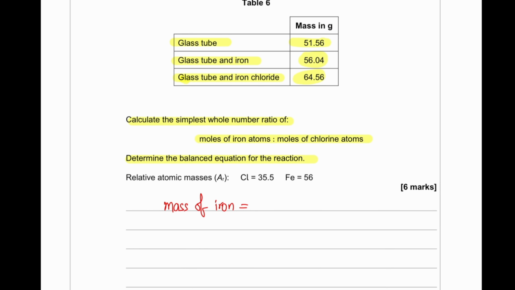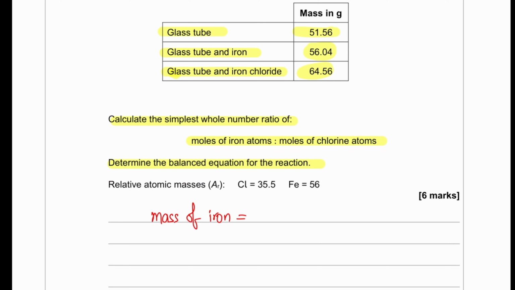Guys, to find out the mass of iron, we are going to take the glass tube and iron, 56.04, and subtract from it the glass tube, which is 51.56. And when we do that, our value will be 4.48.